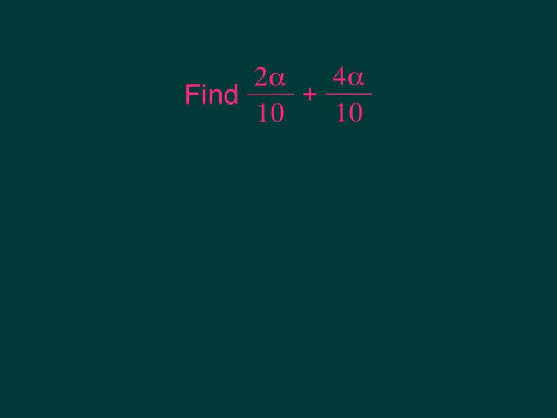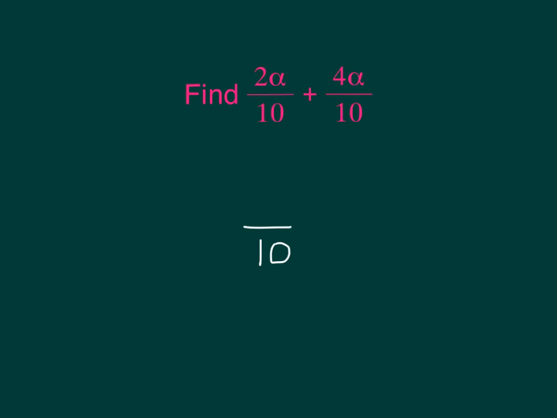So in this problem here, I'm asked to find what 2 times A, or 2 groups of A over 10, plus 4 groups of A over 10, would be. So right off the bat, I look and my denominators are the same. So I know that when I do this, I'm going to have 10 as my denominator. Now, if I'm looking at 2 groups of A plus 4 groups of A, what that gives me would be 6 groups of A.